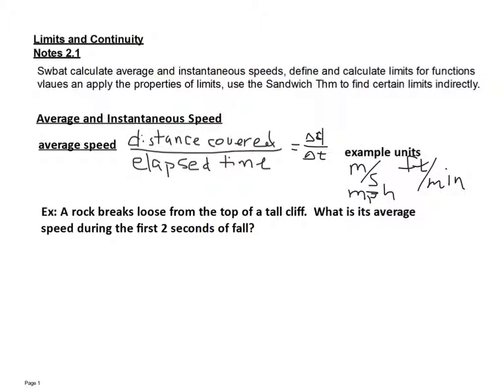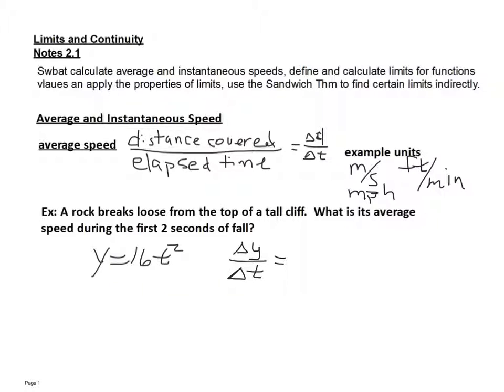So a rock breaks loose from the top of a tall cliff. What is the average speed during the first 2 seconds of fall? So we need to know that objects fall at a rate on Earth according to this equation. Okay, we'll get into that a little bit more later. All right, so we're going to write down this equation as delta y over delta t because it's the change in distance over the change in time.